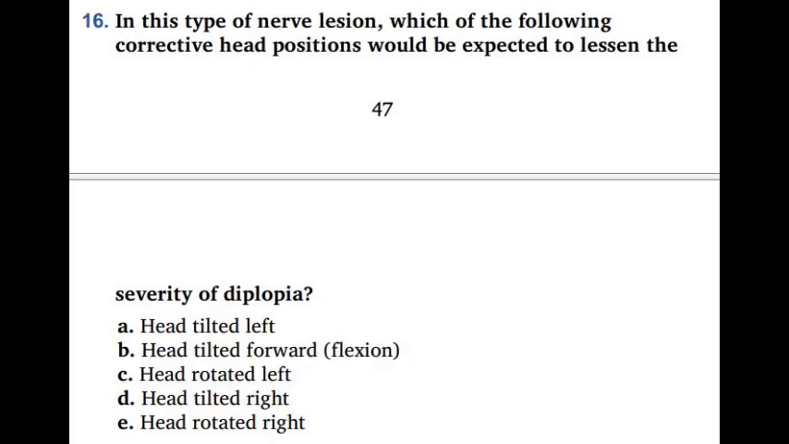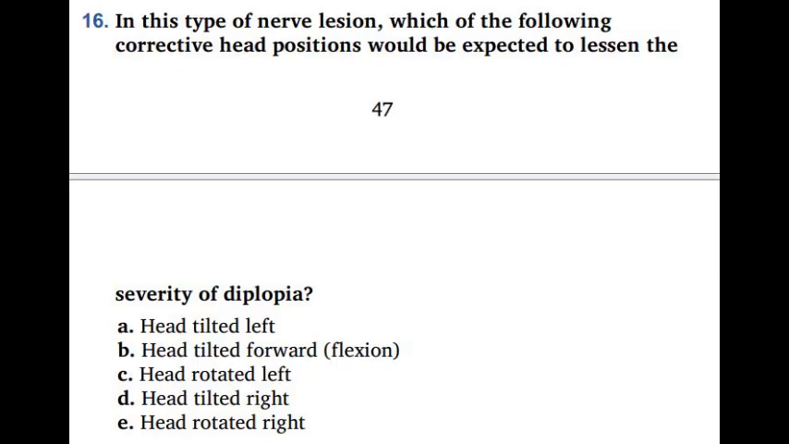So question 16. In this type of nerve lesion, which of the following corrective head positions would be expected to lessen the severity of the diplopia? We already know that the issue is with the left trochlear nerve. If the problem is the left trochlear nerve, that means that this patient will need to tilt their head in the contralateral direction, as it's not affected. That means they will tilt their head to the right. So the head will be tilted to the right, and the chin will be bent inward.